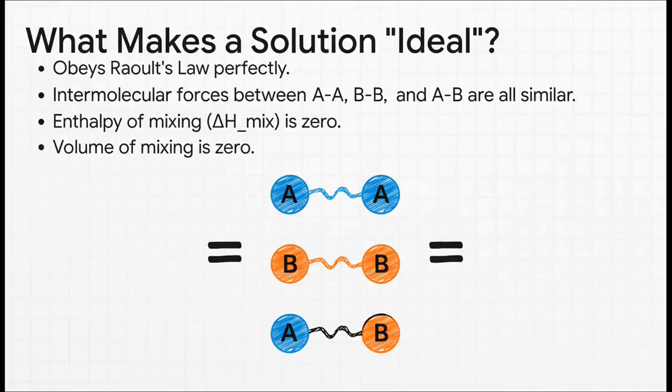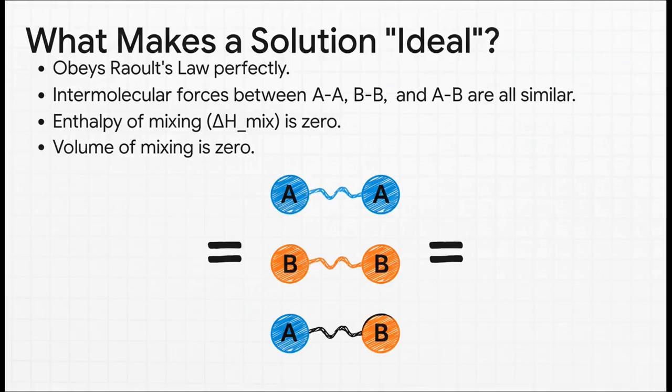Now, here's the catch. For this law to work perfectly, the solution has to be ideal, which, let's be honest, is pretty rare in the real world. An ideal solution has to follow some really strict rules. The big one is that the forces of attraction between all the molecules have to be pretty much identical. Whether it's molecule A attracting another A, or B attracting B, or even A attracting B, it's all the same. And because of that, two other things happen.